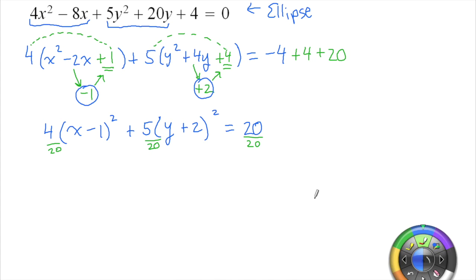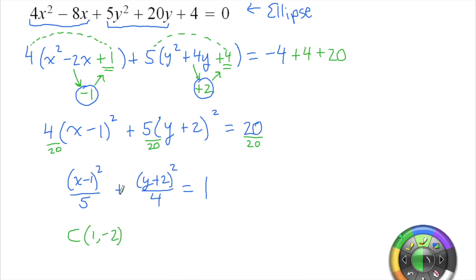So the first one's going to become (x minus 1) squared over 5 plus (y plus 2) all squared over 4, and this will equal 1. Okay. So the center of this picture is going to be located at (1, negative 2). 1 from here, negative 2 from there.